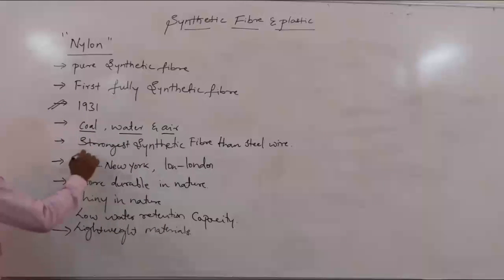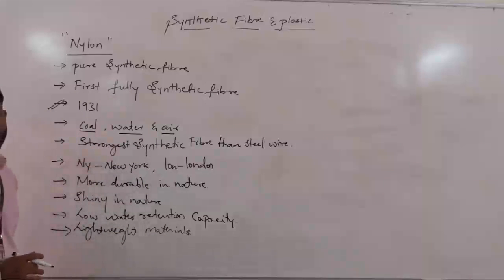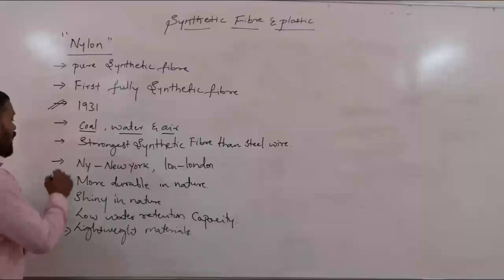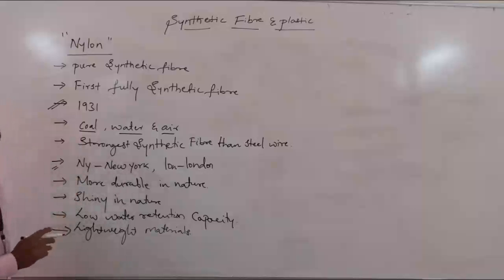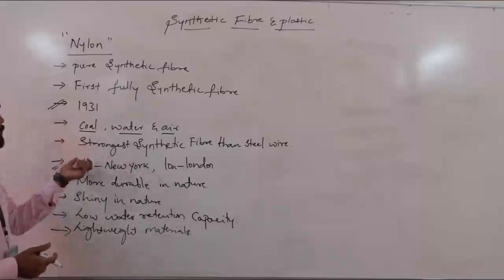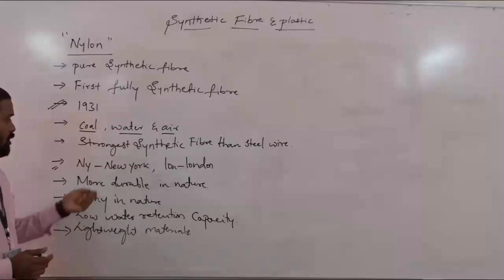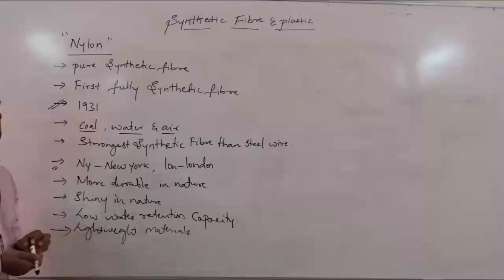And next, nylon is a strong synthetic fiber compared to steel wire. When you compare steel wire with nylon wire, nylon is the strongest synthetic fiber. And next, how did the nylon name come into the market? Because in the name nylon, NY means New York, LON means London. In these two places at a time this synthetic fiber came into the market. That's why they named it nylon.